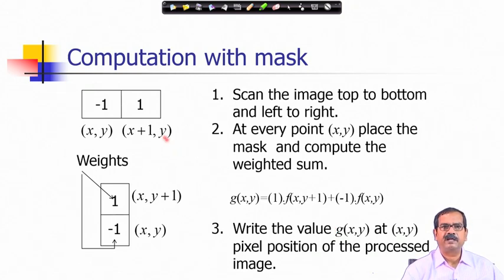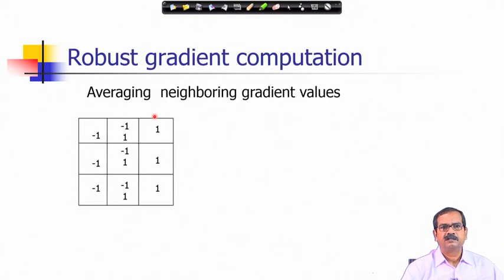Same computations can be carried out with this mask also, which computes the difference along the horizontal directions. So, to generalize this computation for making a robust gradient computation, instead of computing the difference only with the right neighbor or top neighbor, we can consider a neighborhood region and find out the statistics of these finite differences in that region and take the mean of that distribution.